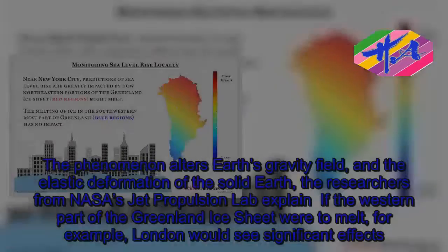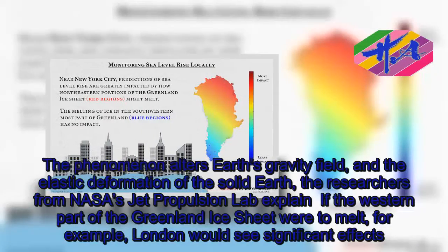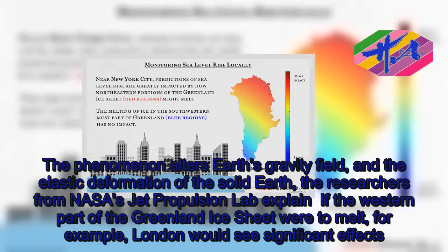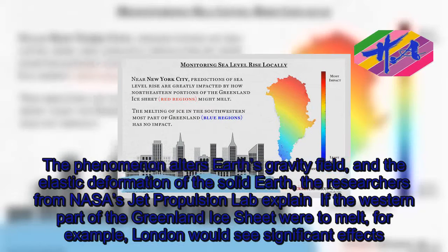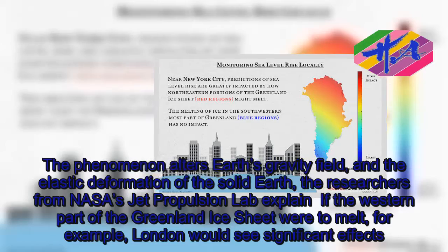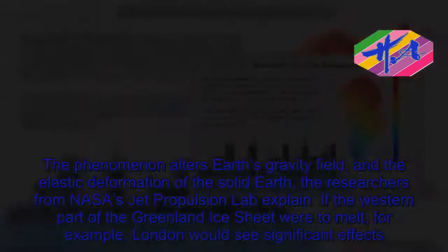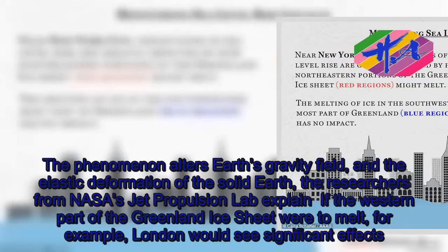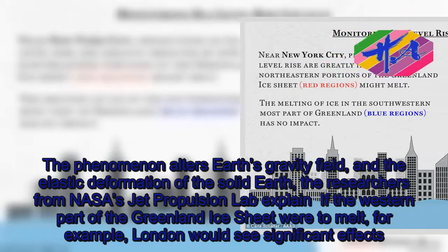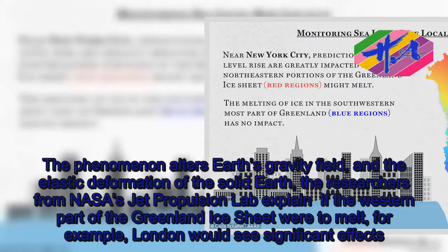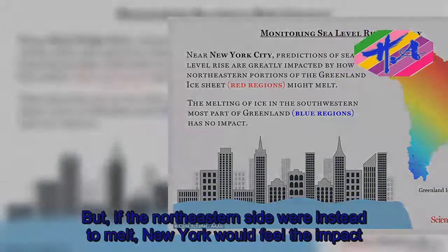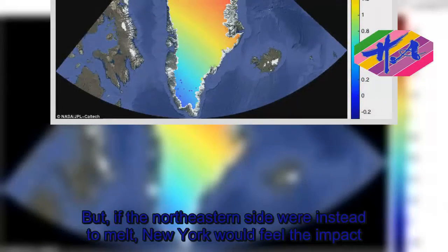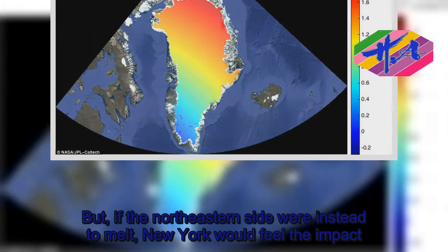The phenomenon alters Earth's gravity field and the elastic deformation of the solid Earth, the researchers from NASA's Jet Propulsion Lab explain. If the western part of the Greenland ice sheet were to melt, for example, London would see significant effects. But if the northeastern side were instead to melt, New York would feel the impact.